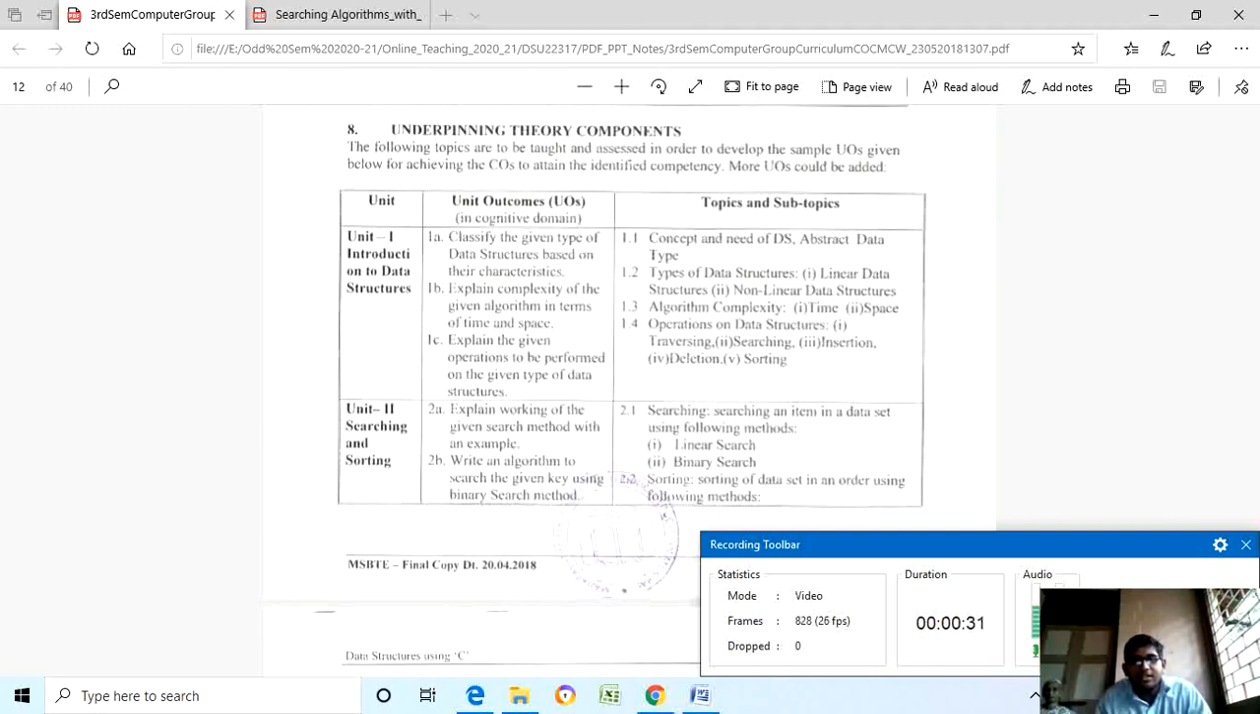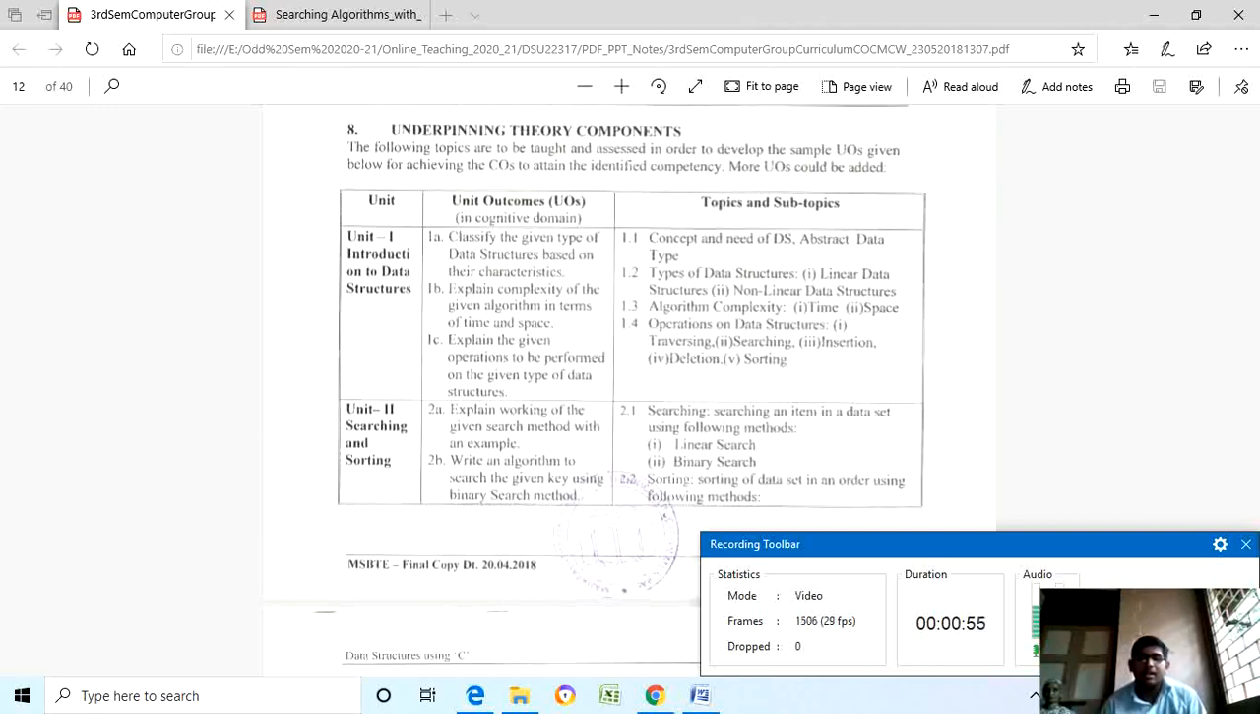We also discussed algorithm complexity. Basically, there are two categories in which algorithm complexity is defined. One is called time complexity and the second one is called space complexity. In today's environment, time complexity is much more relevant. So for every algorithm, we have to consider time complexity.